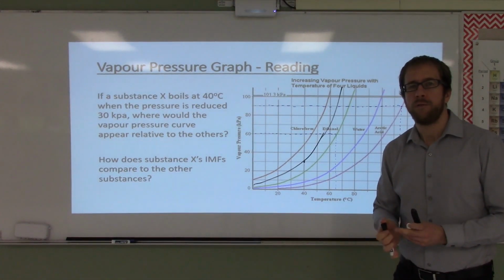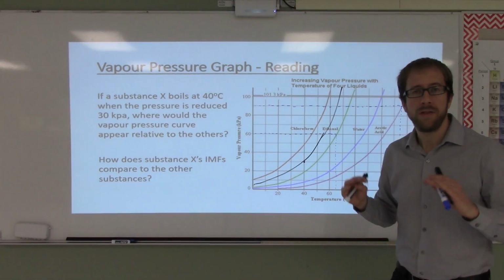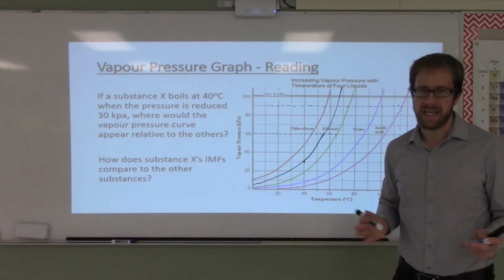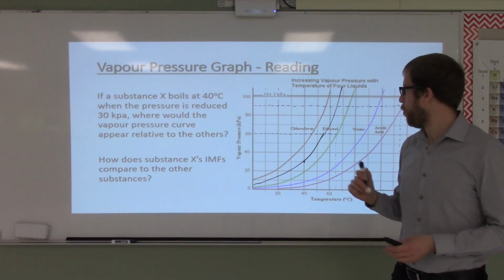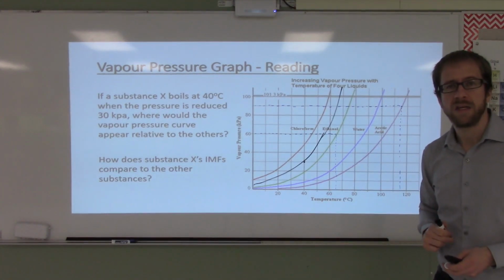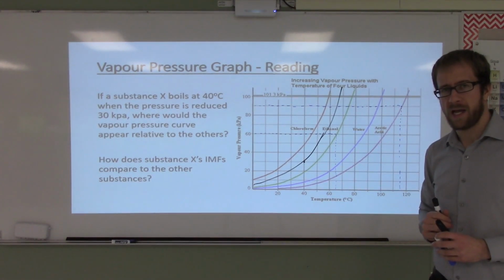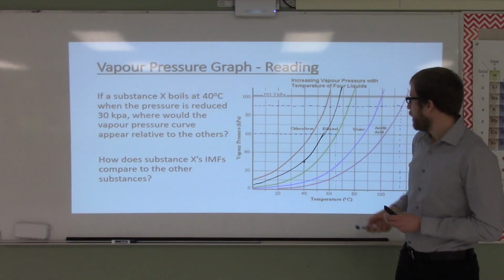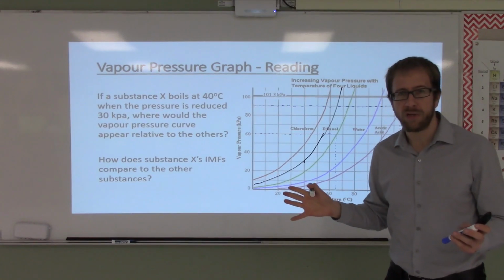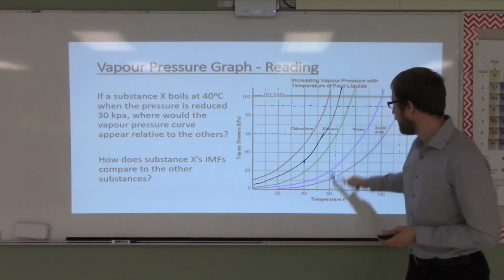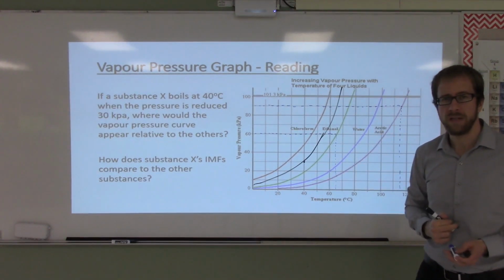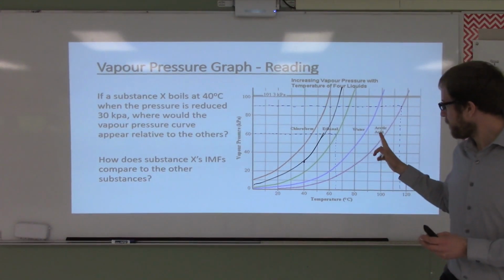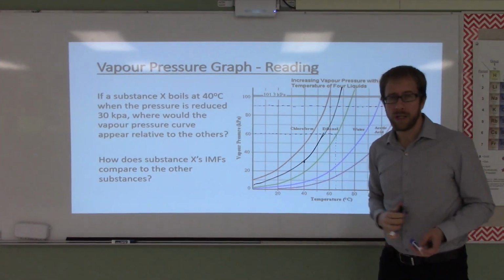Well, remember, the more volatile, the lower the IMF, the greater the vapor pressure will be at any given temperature. So, which of these substances has the lowest IMF? Well, that's going to be chloroform, right? Chloroform, if we were to boil at 1 atmosphere of pressure, when does it start to boil? Well, it starts to boil at 58-ish degrees, 57, something like that, or 59. And therefore, it has the lowest IMF.